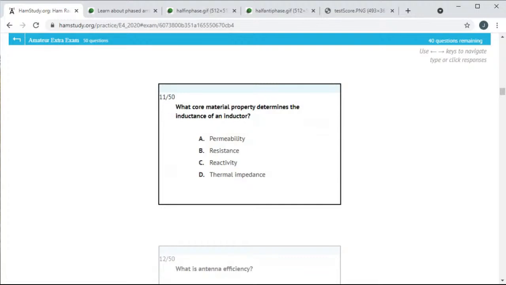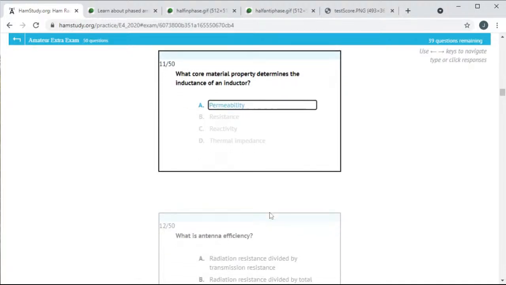What core material property determines the inductance of an inductor? A. Permeability, B. Resistance, C. Reactivity, D. Thermal impedance. Permeability. It is how permeable, how the magnetic energy can go through the material.